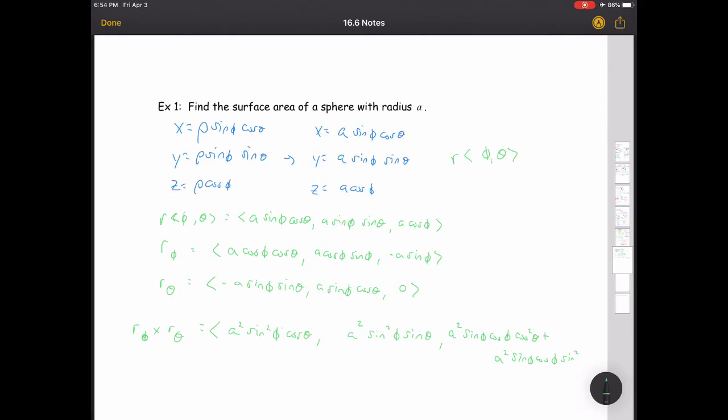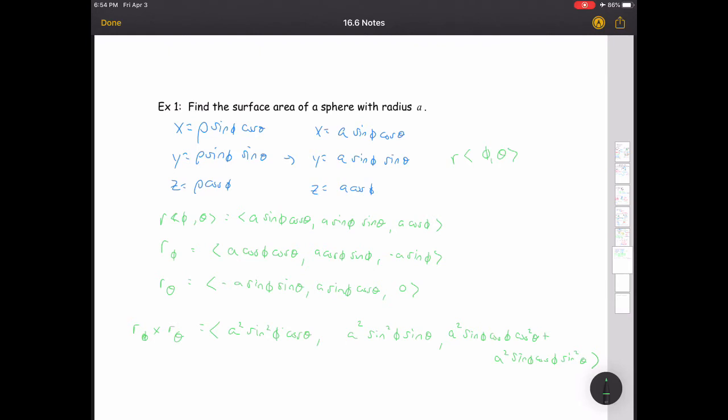Is that right? No, that doesn't seem right. The first one is a squared sine phi cosine squared theta. Yeah, that looks okay. The second one is minus the negative, so it's positive a squared sine phi cosine phi. It should be sine squared theta, which means that I made a mistake somewhere up here in my cross product or something.